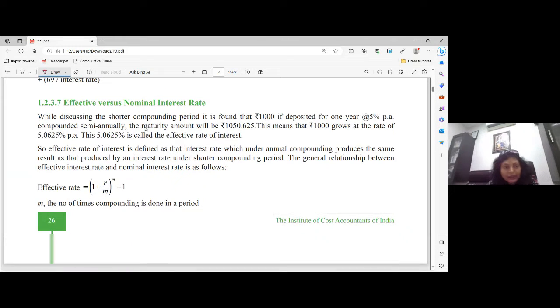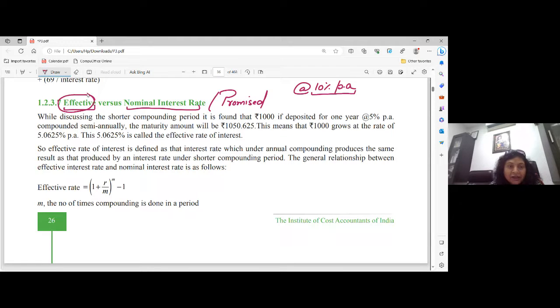Now there is one more concept. One is the effective rate of interest and the second is called the nominal rate of interest. Now what is the difference between the two? Nominal rate of interest is the interest rate which is promised to you. In all the compound interest questions you have done, they say at the rate of 10% per annum, annually, quarterly, semi-annually. Whatever interest rate is defined by the bank is called the nominal rate of interest. And the effective rate of interest is whatever interest you are actually getting.